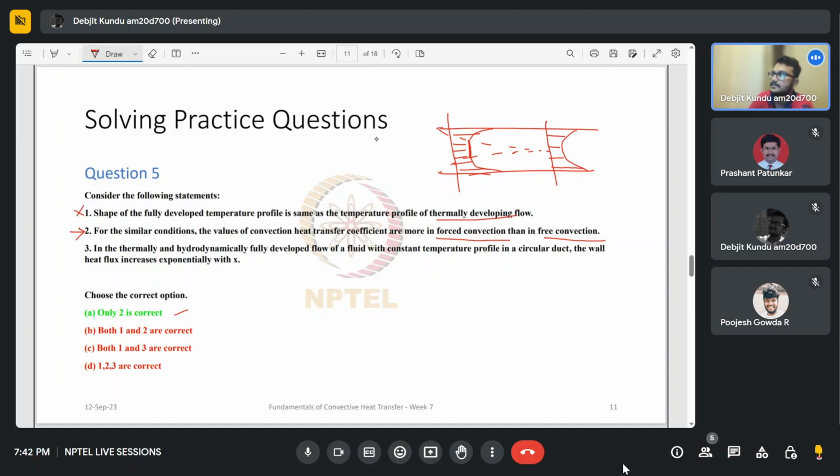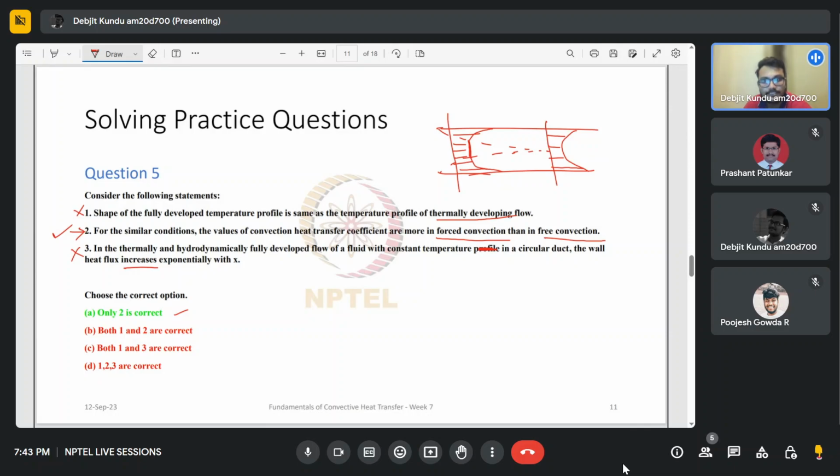And statement 3 says in the thermally and hydrodynamically fully developed flow of a fluid with constant temperature, not profile, of constant temperature in a circular duct, the wall heat flux increases exponentially with x. So we know that first of all it does not increase, let alone exponentially or in any other fashion. The wall heat flux actually decreases. So that's why statement 3 is also incorrect. So from all these, it's only statement 2 that is correct. So that's why option A saying that only 2 is correct would be the right answer.